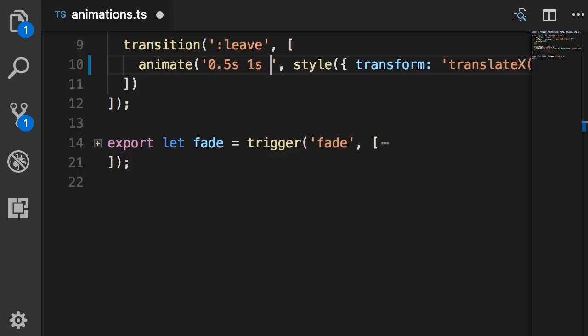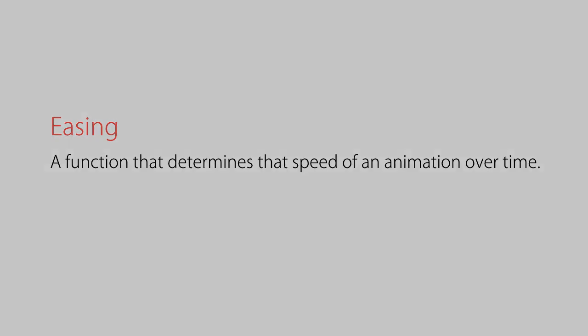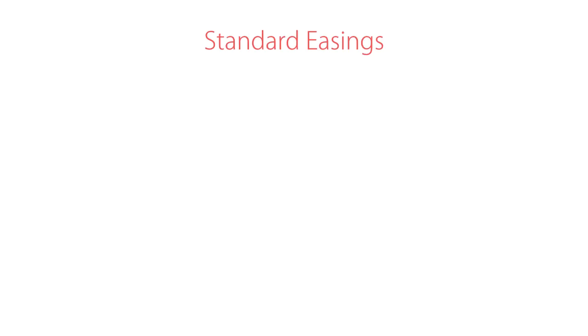And finally, the third component of this string is the easing. Easing is basically a function that determines the speed of animation over time. In CSS, we have a few standard easings. The first one is linear, and this means our animation moves with the same speed. And this is very boring, as you saw in the demo earlier.